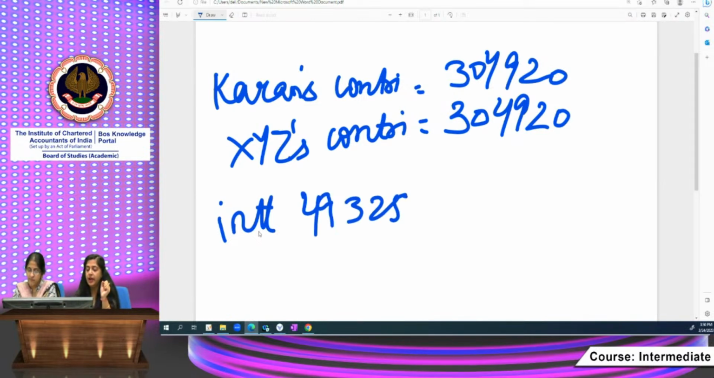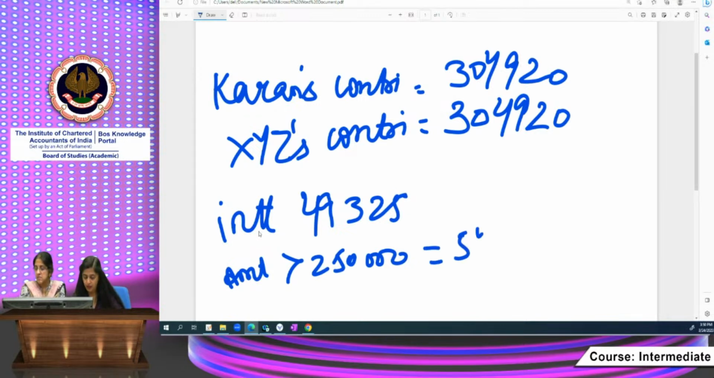So the interest on the amount contributed by Mr. Karan exceeding 2,50,000 is taxable. So what is the amount which is exceeding 2,50,000? It means 54,920 is taxable. But what is the amount of interest? That is not given in the question.